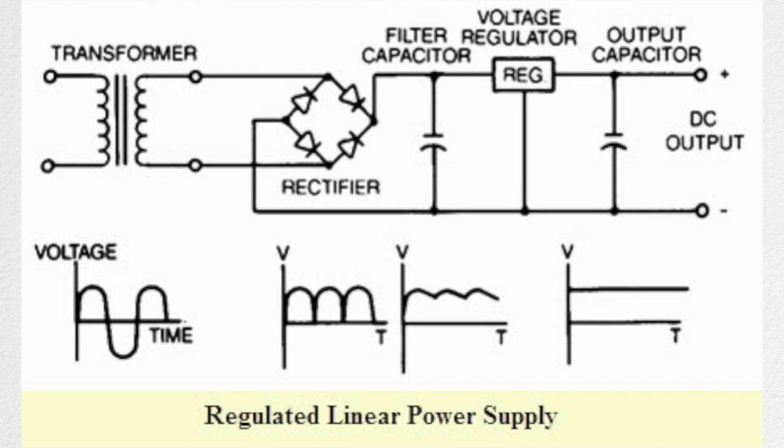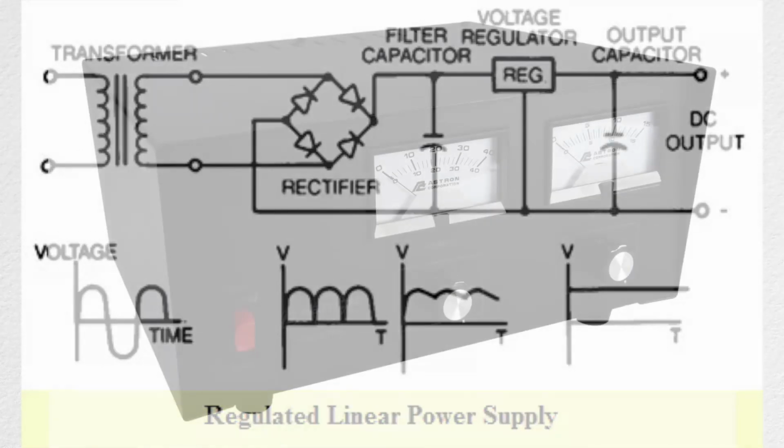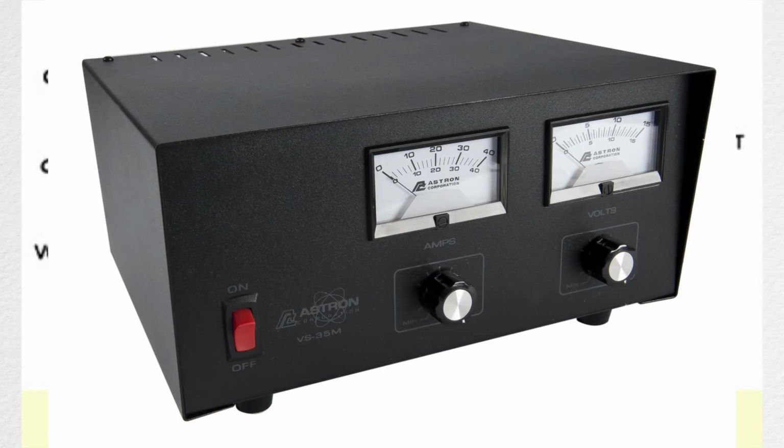Now, there is a drawback to the linear power supply, and that is size. Here, you can see that the typical linear power supply is going to be a little bit larger than most. Take a look at these meters on this power supply. Keep that in mind for when we look at the switching power supply and the size difference.